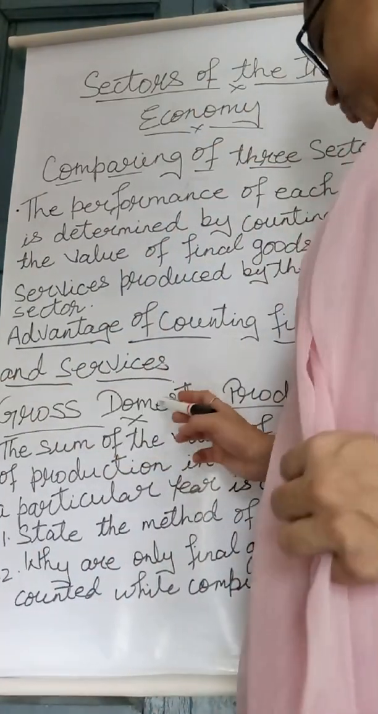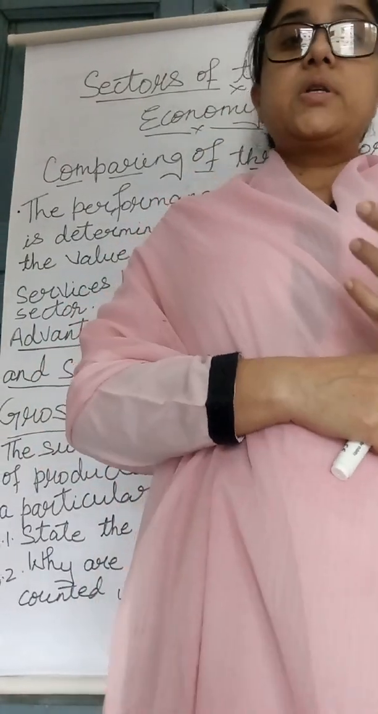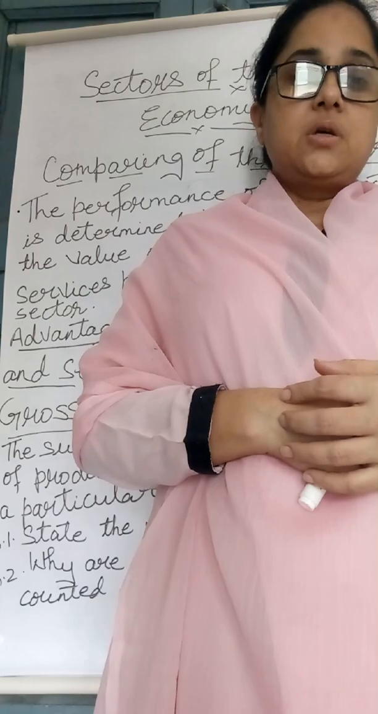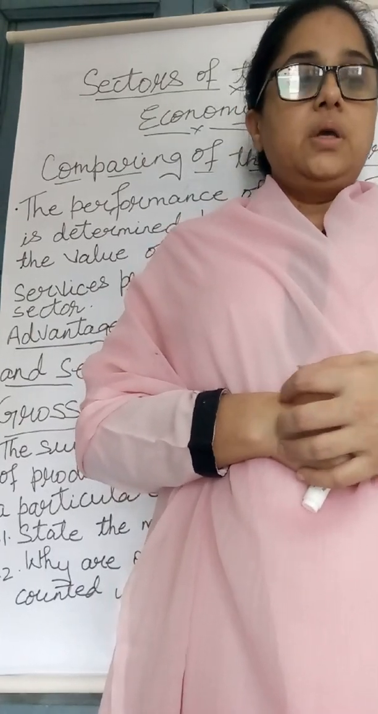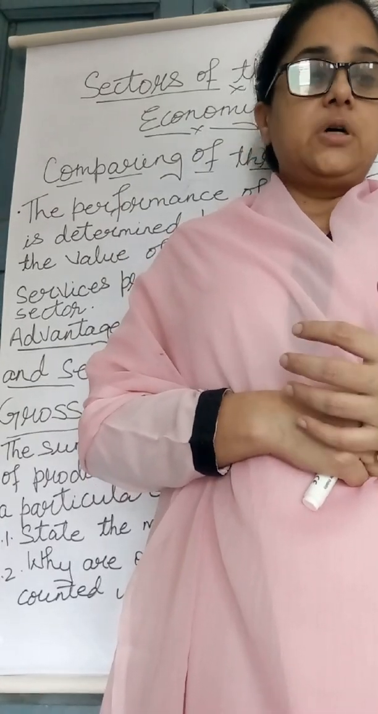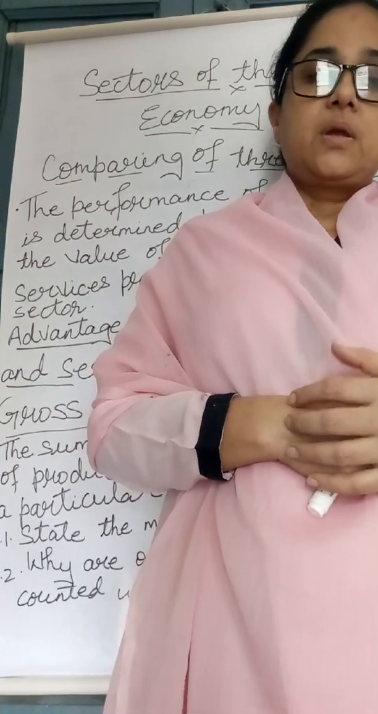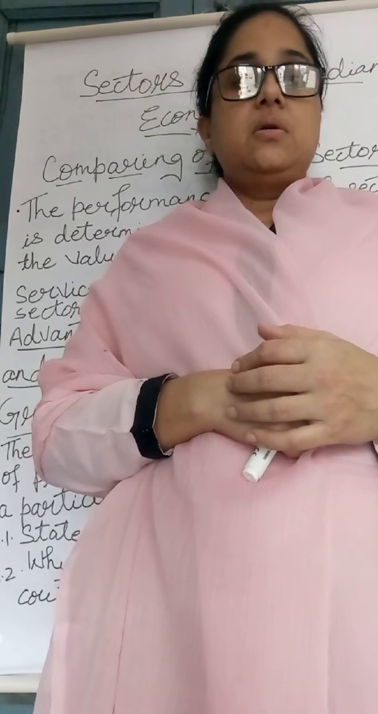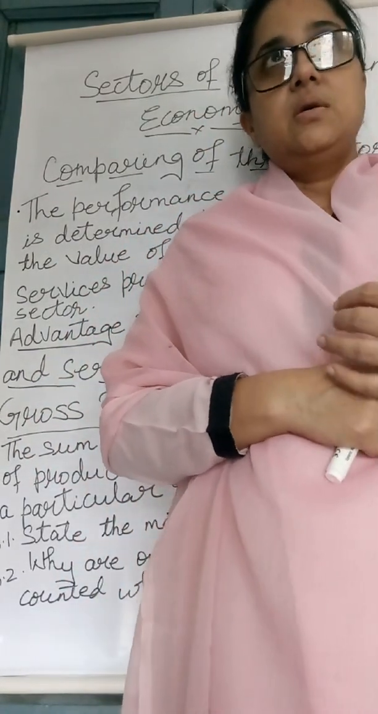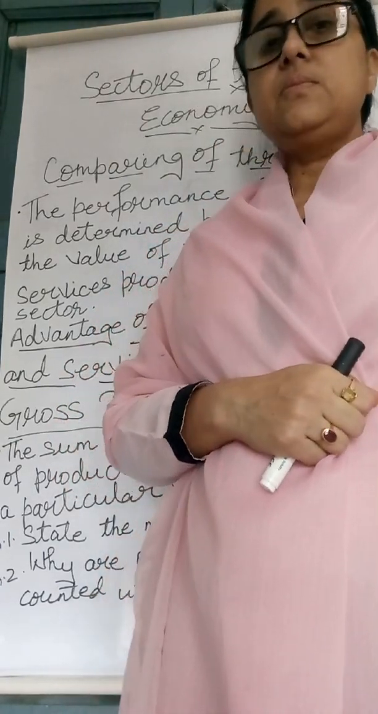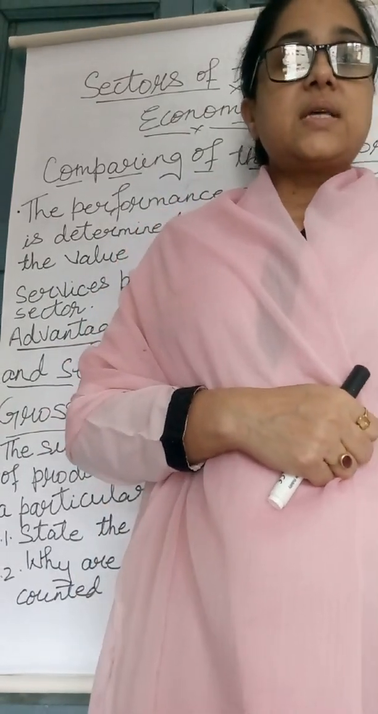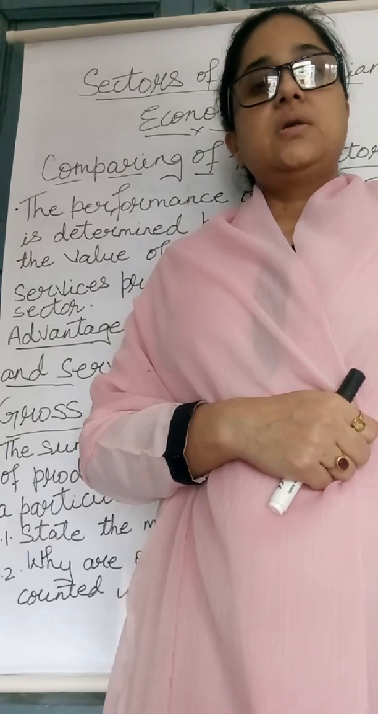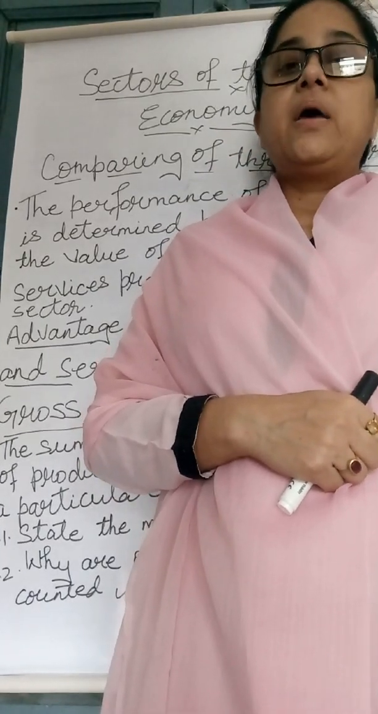Now, next, gross domestic production, that is GDP. Now, what is GDP? The value of final goods and services produced in each sector during a particular year provides the total production of the sector for that year. The sum of the value of production in all these sectors in a particular year is called gross domestic production, that is GDP of a country. GDP indicates the size of the economy of a country. It is the market value of the final goods and services produced by all sectors.